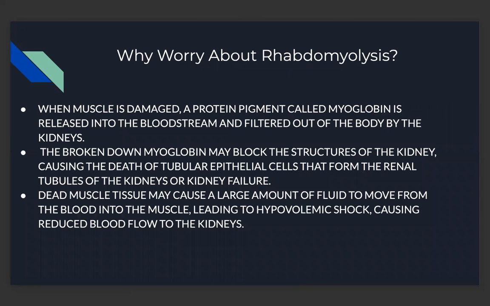Why worry about rhabdomyolysis? When muscle is damaged, a protein pigment called myoglobin is released into the bloodstream and filtered out of the body by the kidneys. The broken down myoglobin may block the structures of the kidneys, causing death of tubular epithelial cells that form the renal tubules of the kidney, or kidney failure. Then muscle tissue may cause a large amount of fluid to move from the blood into the muscle, leading to hypovolemic shock, causing reduced blood flow to the kidneys.